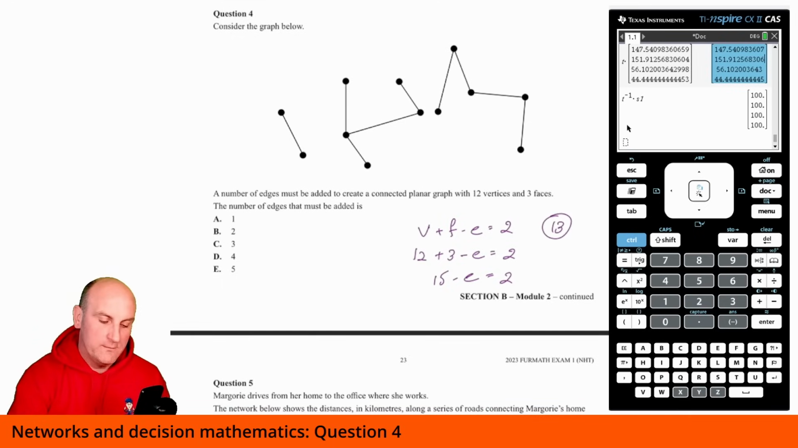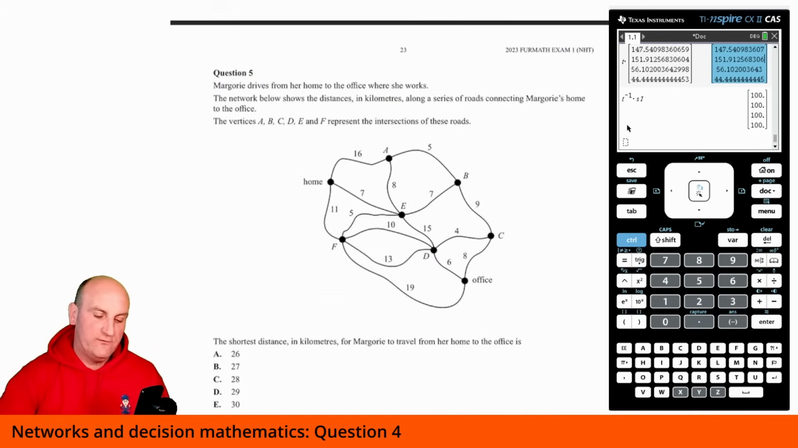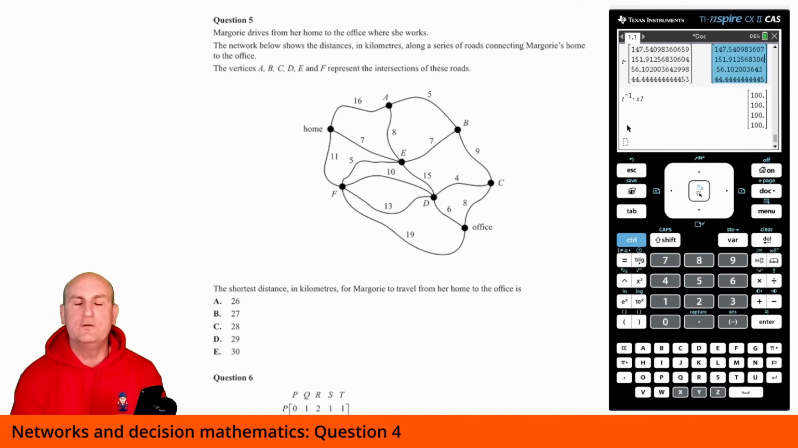How many has it got at the moment? We've got 1, 2, 3, 4, 5, 6, 7, 8, 9, 10, 11, 12, 13. Using my fingers means that I would have to add 4 edges to this diagram. All right. Again, Euler's formula. If you have no idea what I'm talking about, go to my YouTube channel.